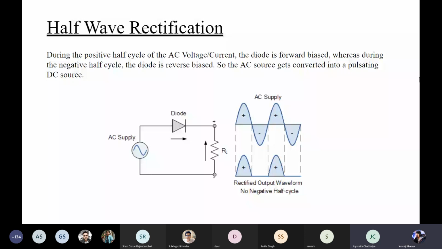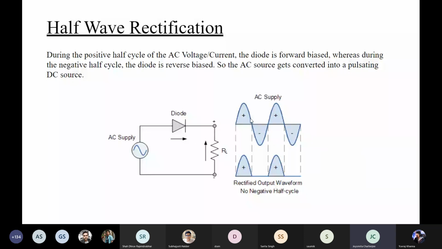Yeah, so half wave rectification. What happens over here is during the positive cycle of the input applied voltage, the diode is forward biased. As you can see, there is only one diode in this half wave rectification. So this particular diode is forward biased, and during the negative half cycle, obviously this will be reverse biased.